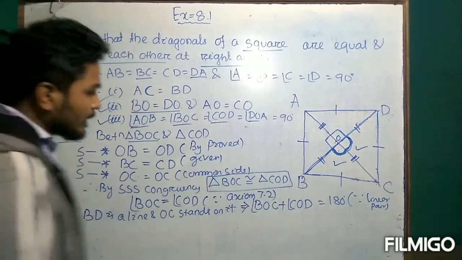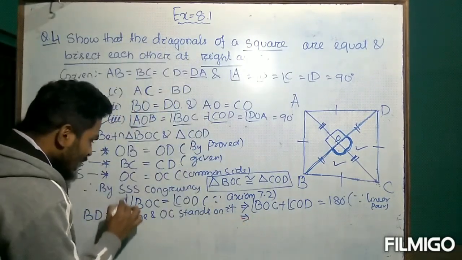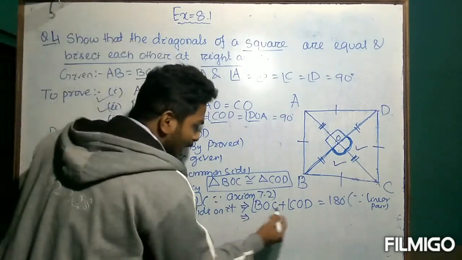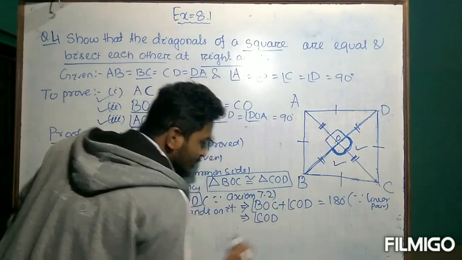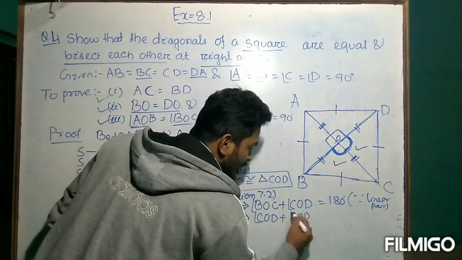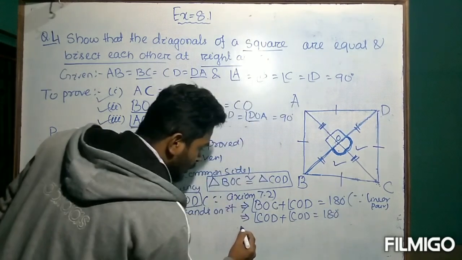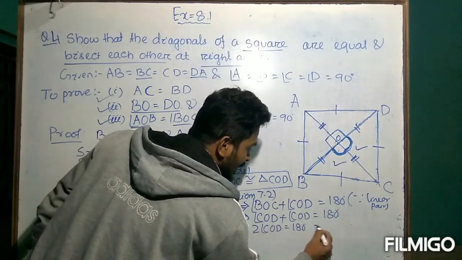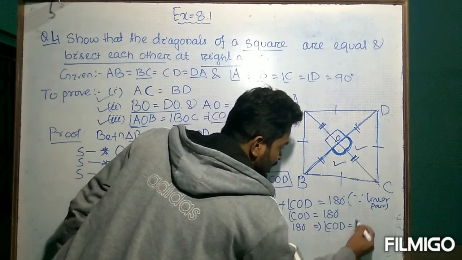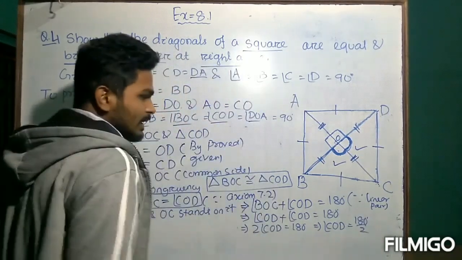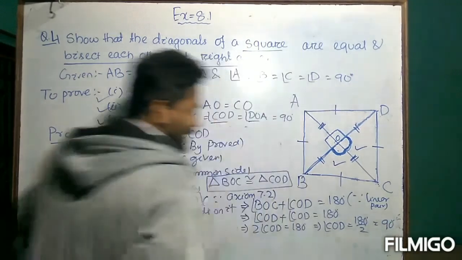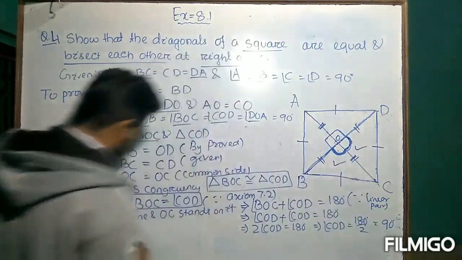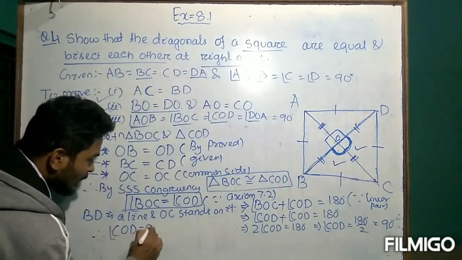Is it clear? So now already we have proved that BOC is equal to COD, right? So in the place of BOC we can substitute COD: COD plus another COD is equal to 180 degrees. So COD plus COD is 2 COD, is equal to 180 degrees, implies COD is equal to 180 degrees by 2. Is it clear? Is equal to how much? 90 degrees. So what we have found? We have found the value of the angle COD is equal to 90 degrees.